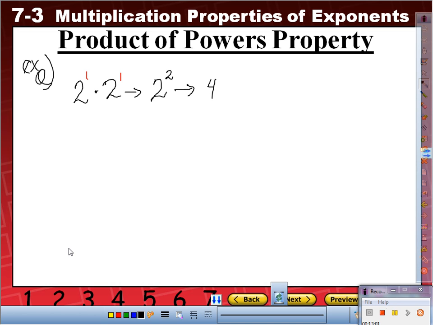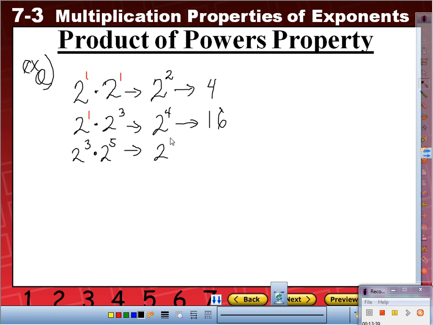Then, what if I write 2 times 2 to the third? Again you're thinking, he didn't write an exponent here, so I'm going to write a 1. This is 2 to the 4th, which becomes 2 times 2 is 4, 2 times 4 is 8, times 2 is 16. Then Mr. Q writes something else: 2 to the 3rd times 2 to the 5th. That becomes 2 to the 8th, and this becomes 256.